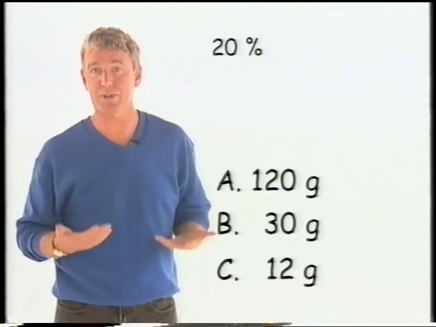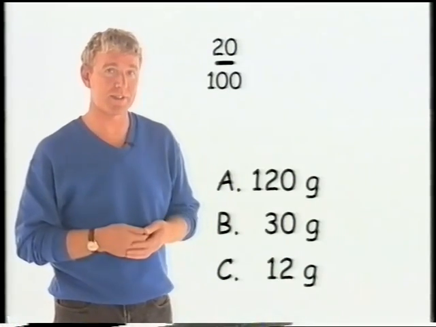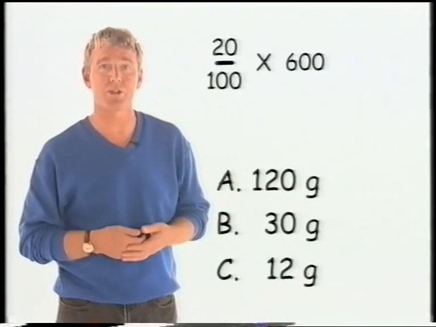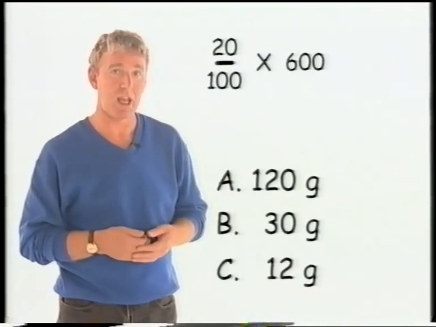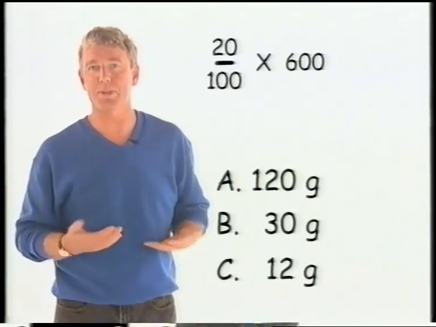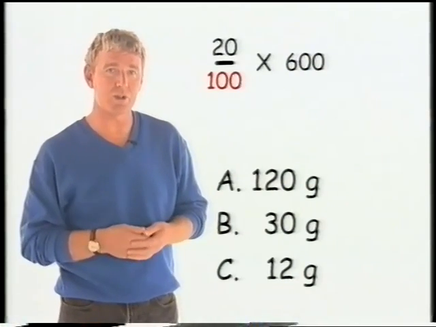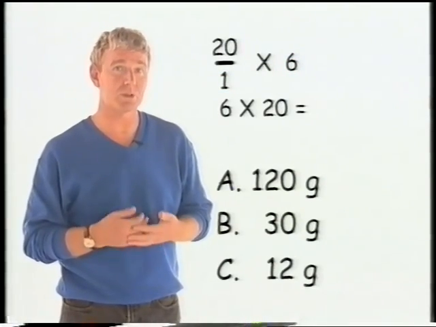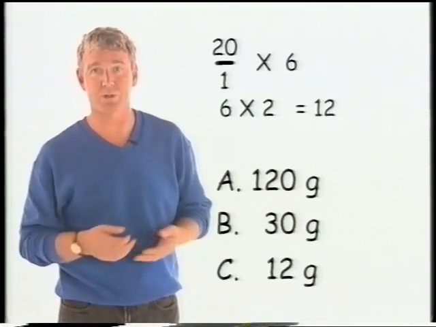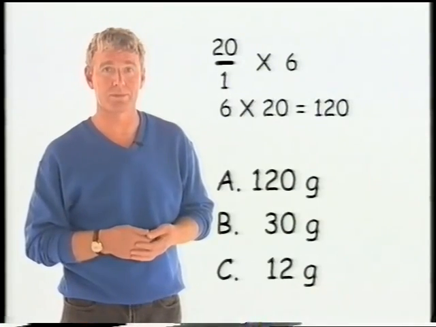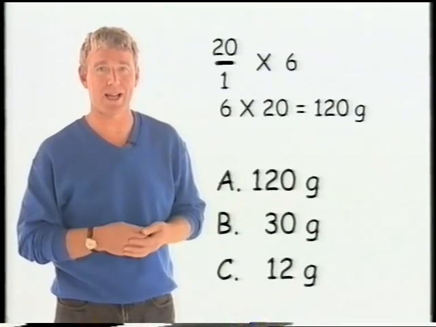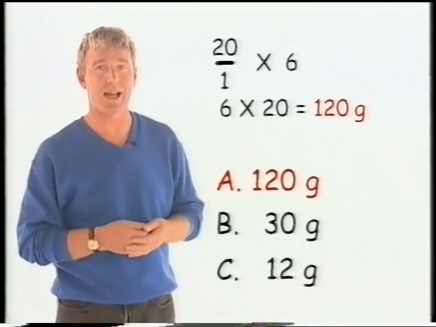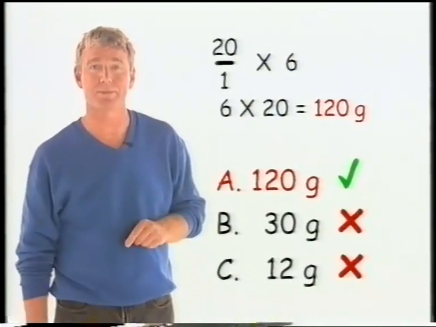Well, 20% as a fraction is 20 hundredths. To find 20 hundredths of 600, we multiply 600 by 20 hundredths. Before calculating this, let's simplify the numbers. 100 goes into 600 6 times. 6 times 20 is, well, 2 6s are 12, and add a 0. 120 grams. So the answer is 120 grams, or answer A.